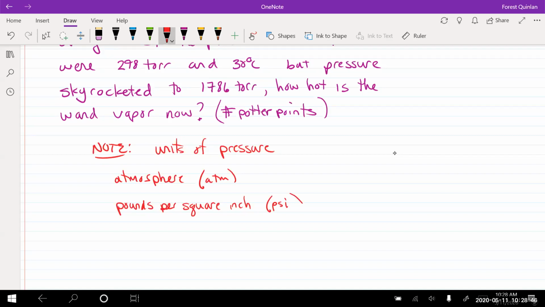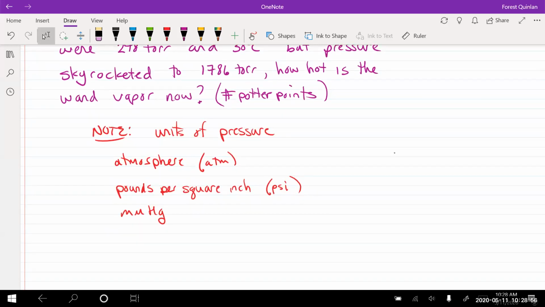That's our PSI. We already had our millimeters of mercury. There's a few others that should be noted here. Others that we didn't talk about because I forgot to until today. There's also the torr and the bar.